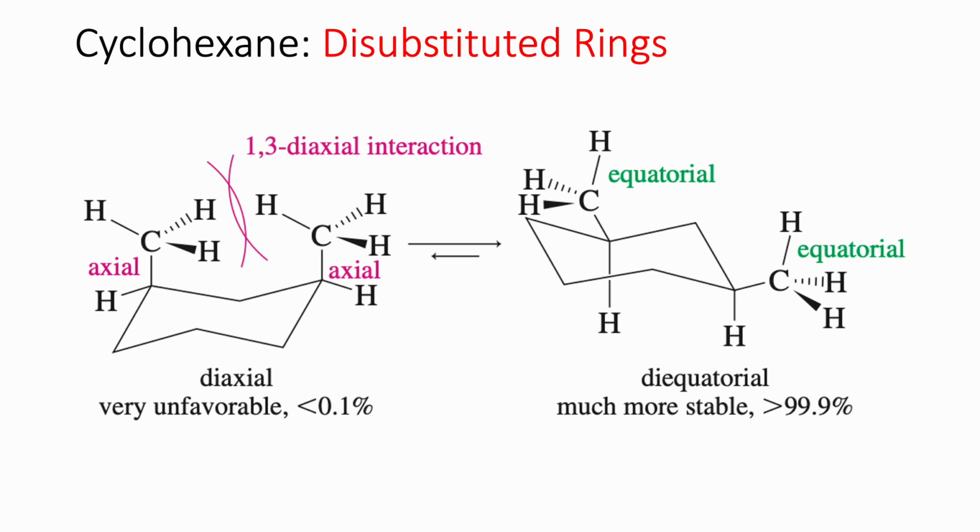And when we have equatorial groups, they're far more stable than axial groups. And so in this case, if I ask you which of these conformations is more stable, you would say the diequatorial, because those big groups, the methyl groups, are equatorial, and the equatorial position has more space.